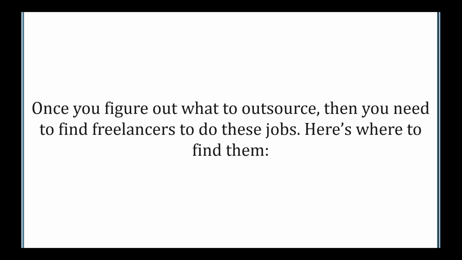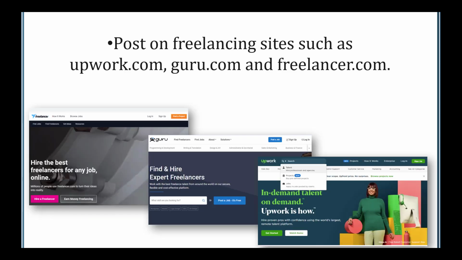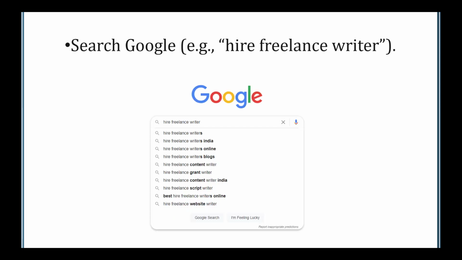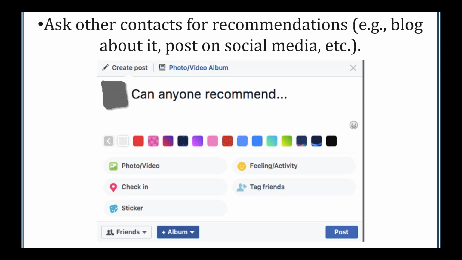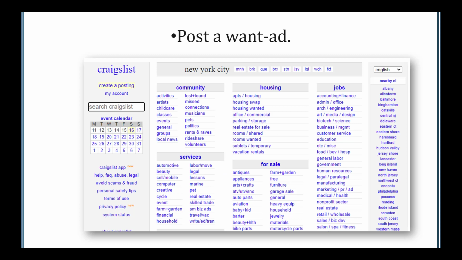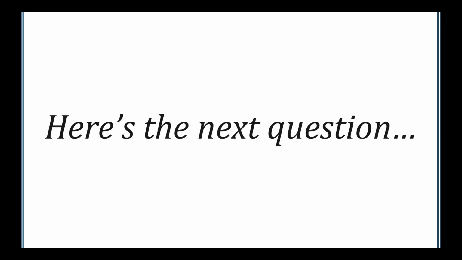Next, how do I find freelancers? Once you figure out what to outsource, then you need to find freelancers to do these jobs. Here's where to find them. Post on freelancing sites such as Upwork.com, Guru.com, and Freelancer.com. Search Google, for example, search hire freelance writer. Ask your colleagues for recommendations. Ask other contacts for recommendations, for example, blog about it, post on social media, etc. Or post a want ad.